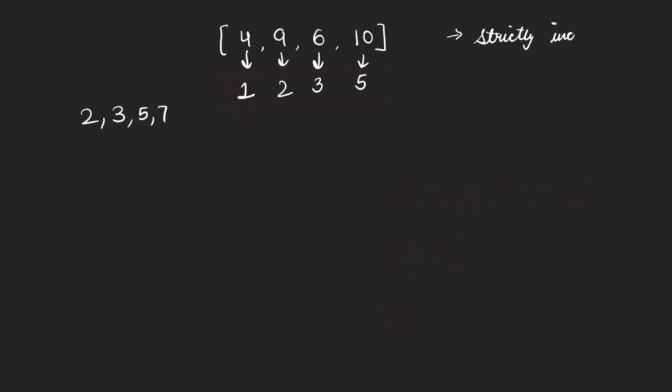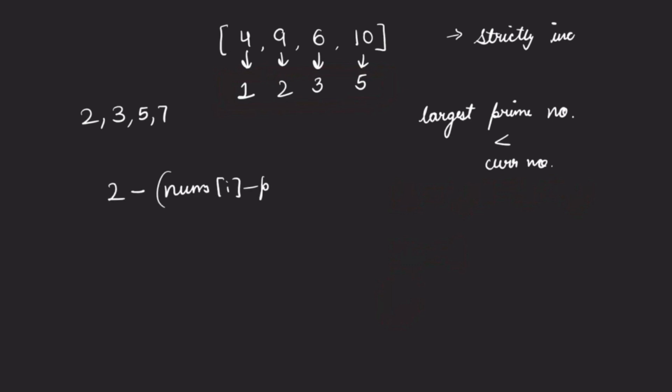Right? So what I am saying is that in every case, we are finding out the largest prime number that is less than the current number, right? And also our range will be 2 to nums of i minus previous minus 1, right? So this is how we are going to solve this. So let's quickly look at the algorithm.